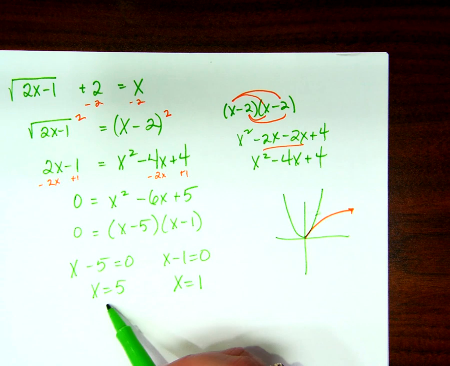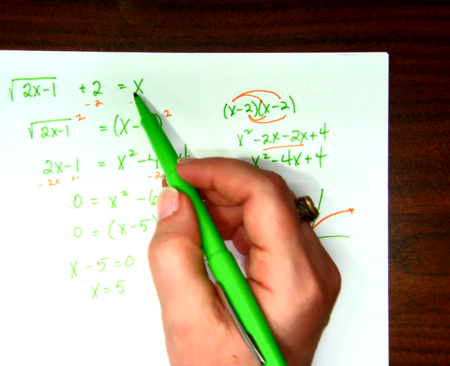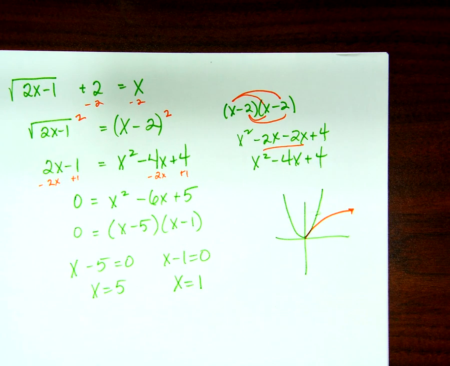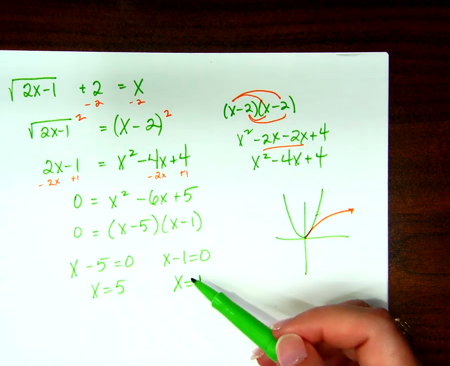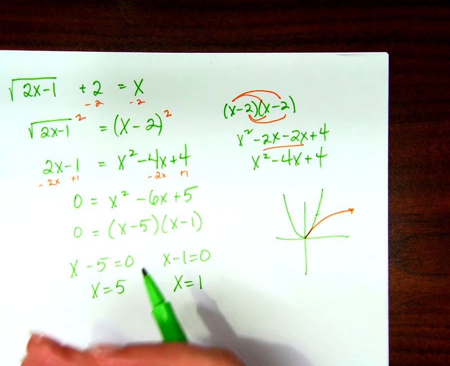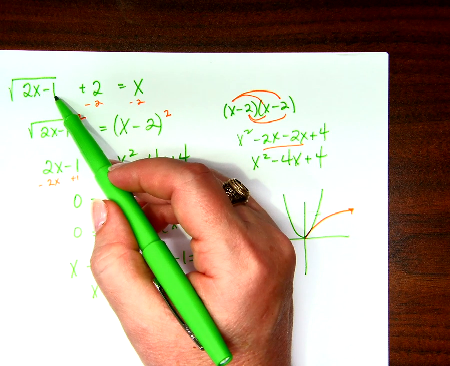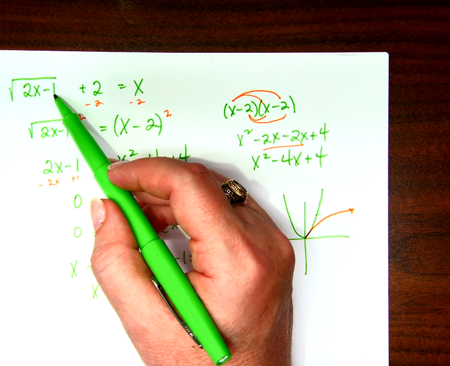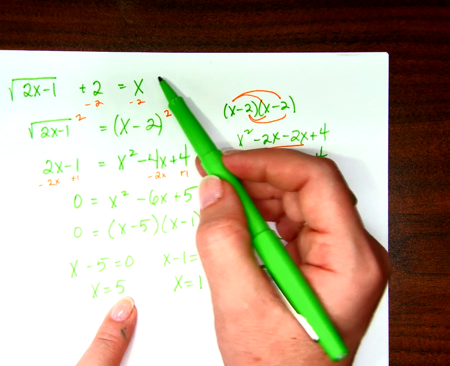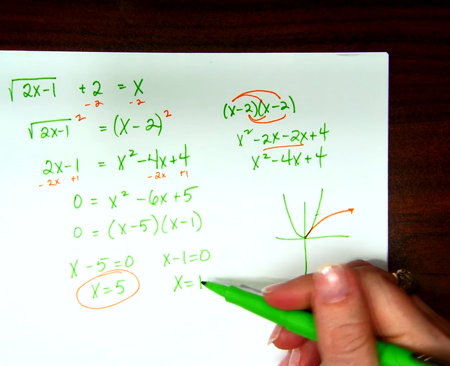Okay, so we need to plug these both in and figure out if they both work. Is it possible that they both work? I mean, it'd be weird, but we did add 2 to it and it does equal x, so it is possible, but we need to make sure if they really both work. Okay, so if we substitute a 5 in, you don't have to write this down. You can do it in your head as long as you will do it. 2 times 5 is 10. 10 minus 1 is 9. The square root of 9 is 3. 3 plus 2 is 5, and 5 equals 5. So that one does work. That one's fine.